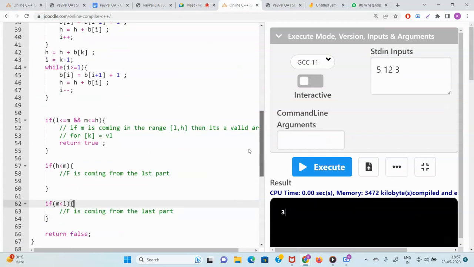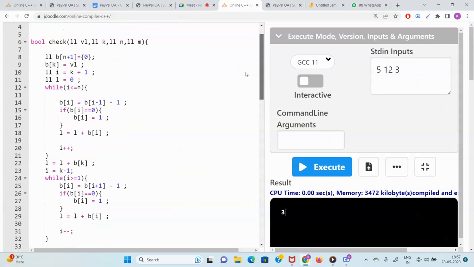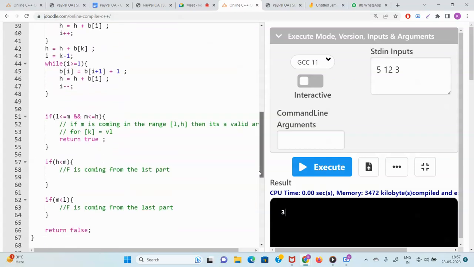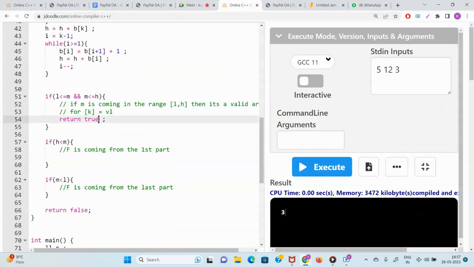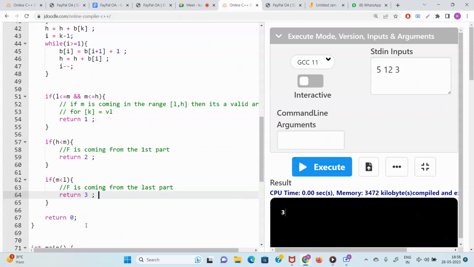You know what's happening now, but we need to identify whether it is the last part or the first part. So let's change it from bool to, let's say, integer. If it is returning 1, it means it's fine. If that's not the case, for the first part we will return two, and for the rightmost part we will return three. So now I just take this code.